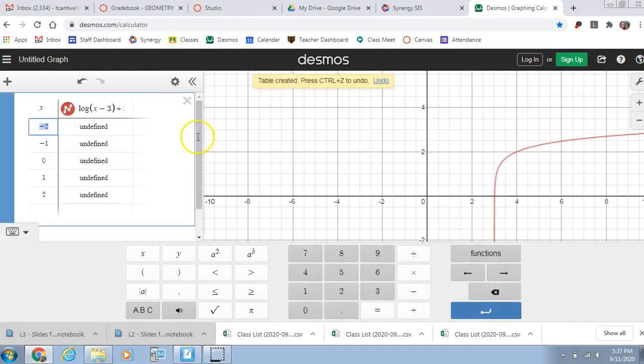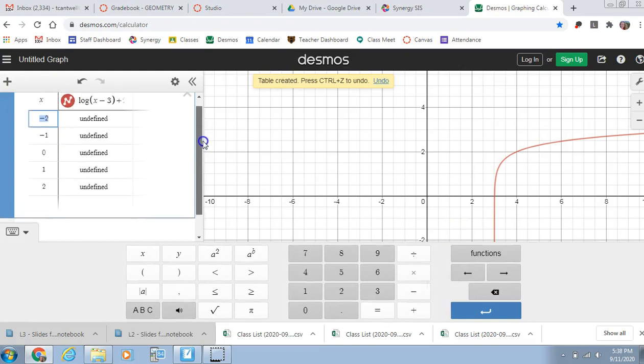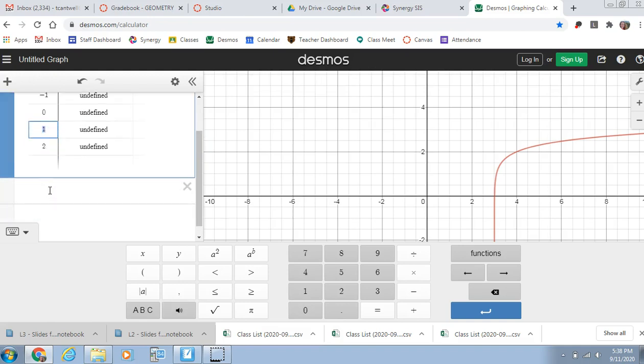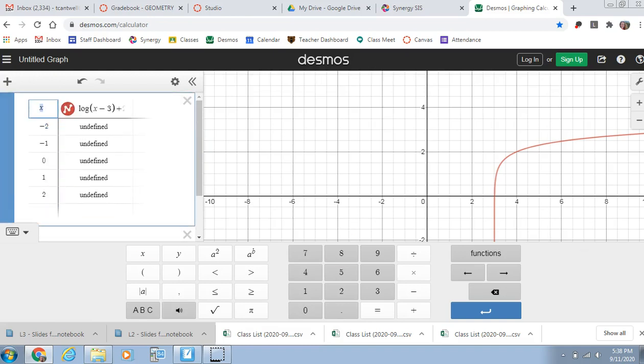And you'll see that we have all these values over here that are undefined until we get to bigger, more positive values. So all of these are undefined, which means we have nothing going on this side of the graph. But if we put in our key point of 4, so if we put in a value of 4, we get out a value of 2.